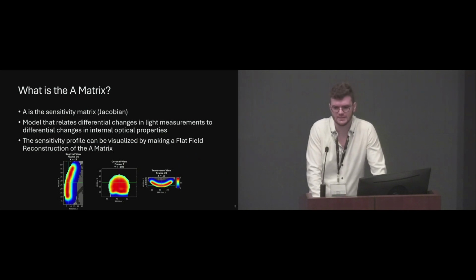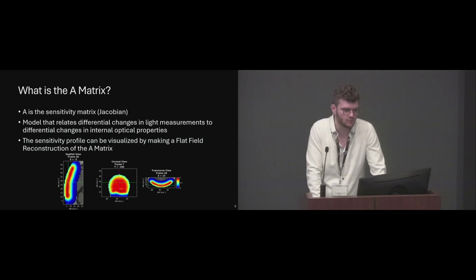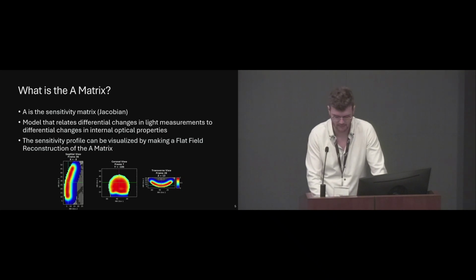So what is the A matrix? A is the sensitivity matrix. It's the Jacobian. Those names for it are commonly used and interchanged throughout the field. It's a model that relates differential changes in light measurements to differential changes in internal optical properties. And the sensitivity profile can be visualized by making a flat field reconstruction of the A matrix. So that's just one of our tools to visualize where we're getting sensitivity to, and that is primarily within the regions that are colored in red on this flat field reconstruction plot.